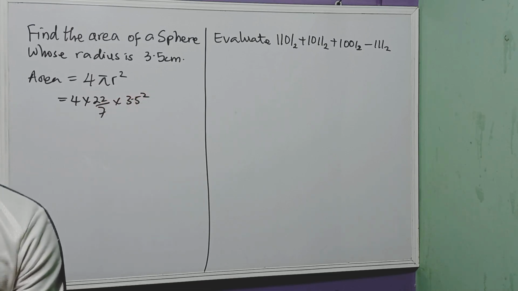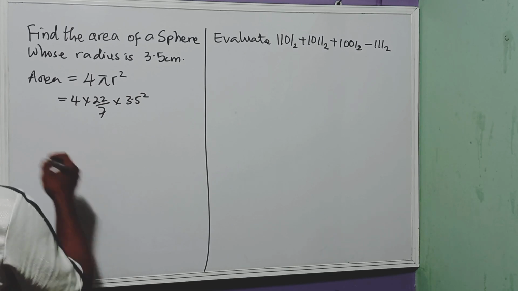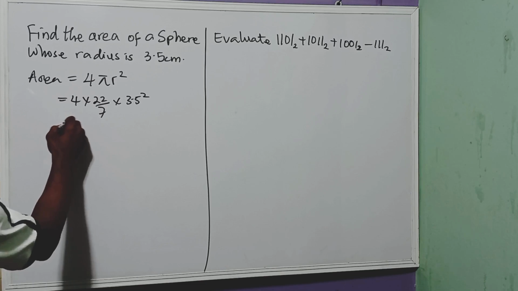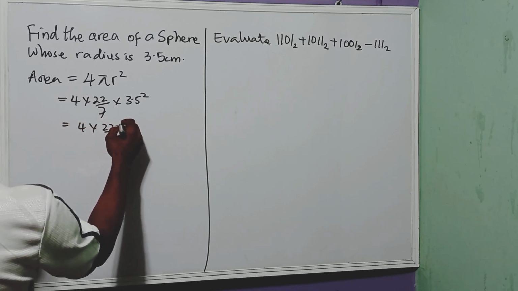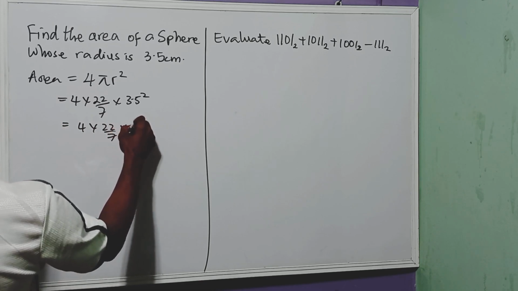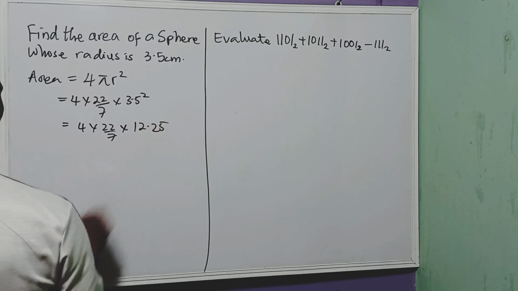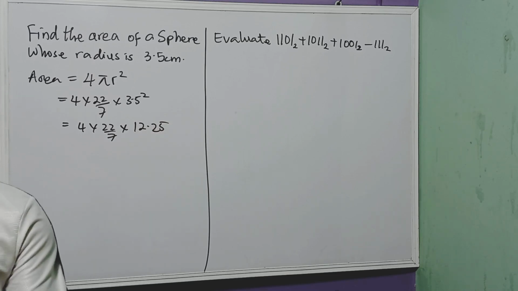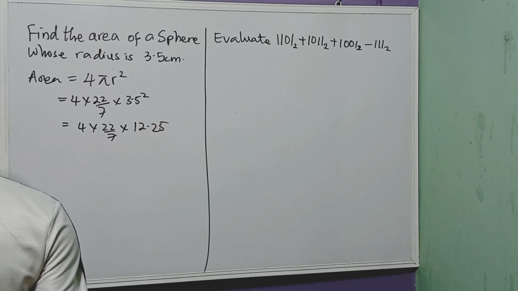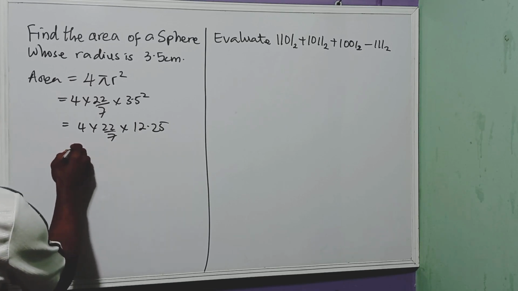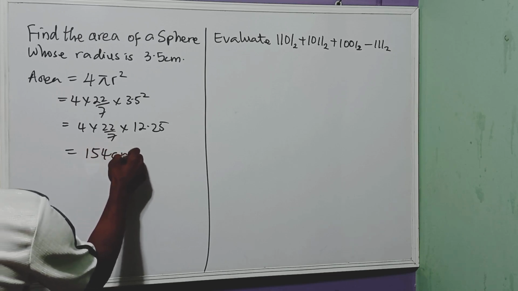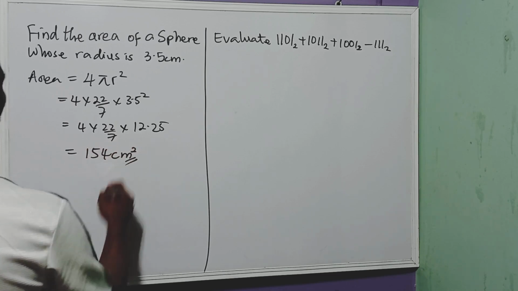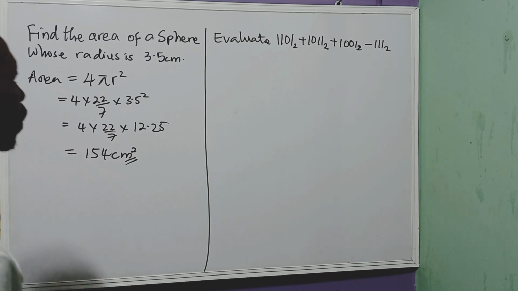If we multiply our 3.5 times 3.5, this should give us about 12.25 as 3.5 squared. So we'll multiply all through, and we'll be having it as 154 centimeter squared. That will be our area for the sphere.